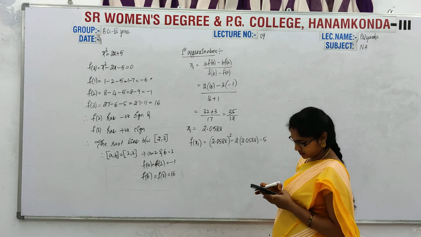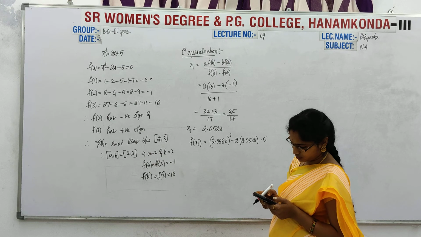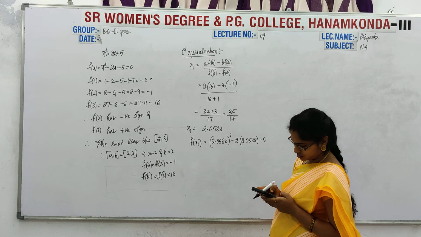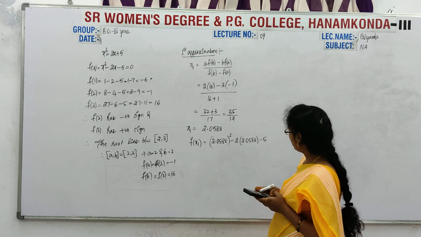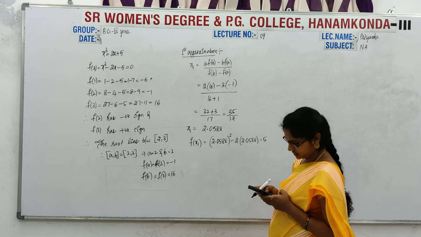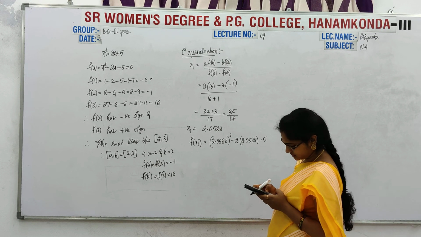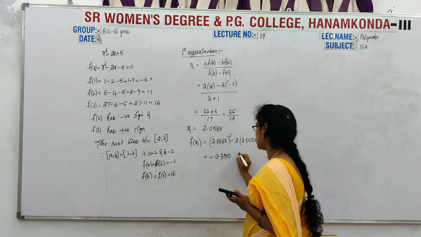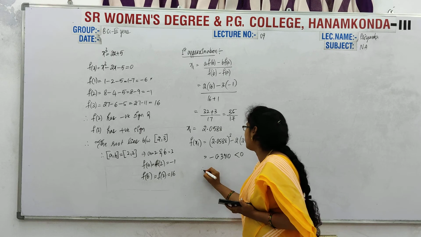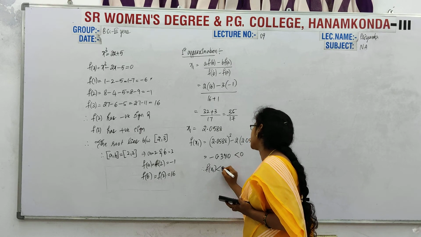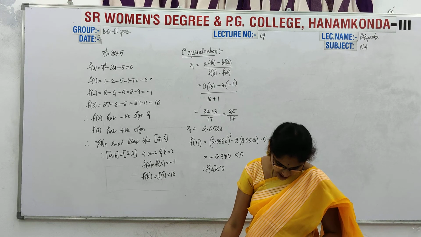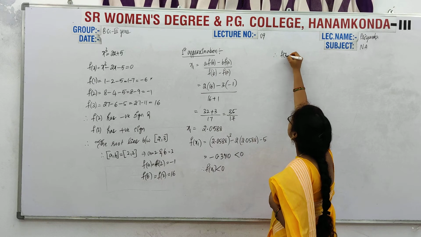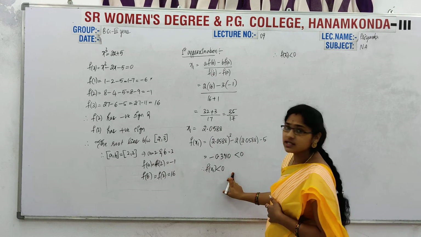Now calculate it. 2.0588 whole cube minus 2 into 2.0588 minus 5. So it is nothing but minus 0.3910, which is less than 0. Therefore, f of x1 is less than 0. So when we have x1, f of x1 is less than 0, which means negative.